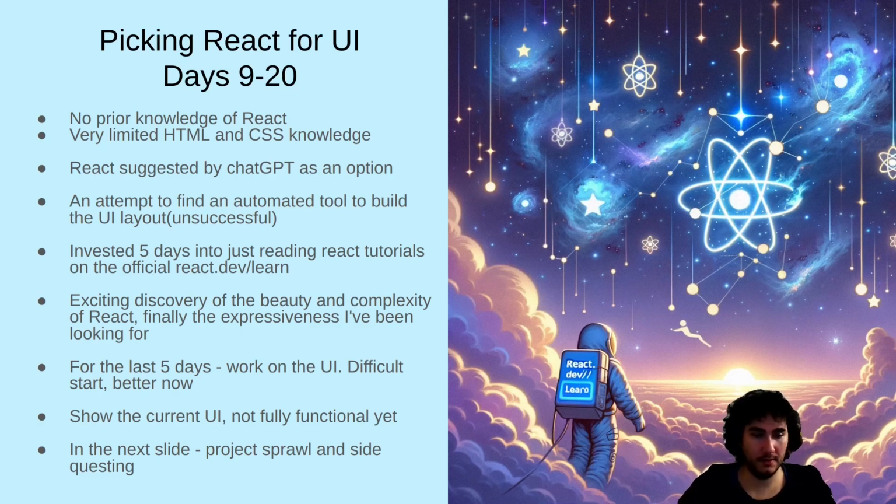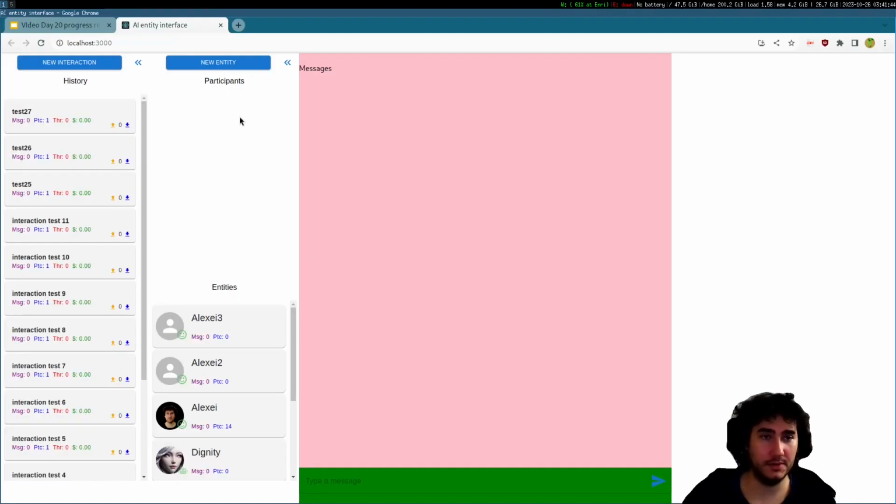Now, yes, let's move on to the actual UI. Let me show you how it looks. How do I do it? Okay. So this is the UI I've come up with and been working on. As you can see, it's not much, I guess, and these colors are just for me to better develop it.